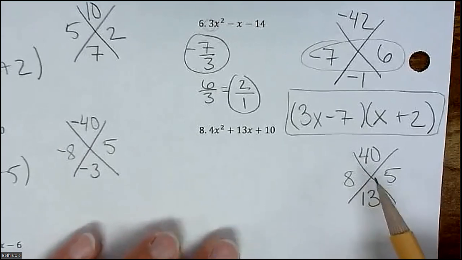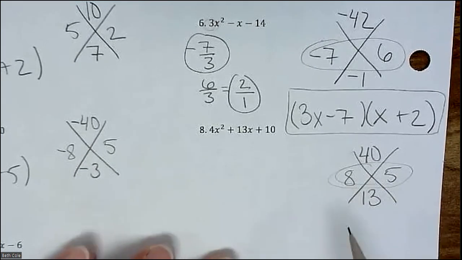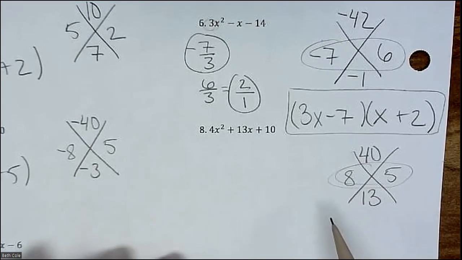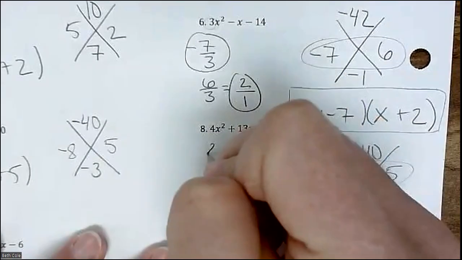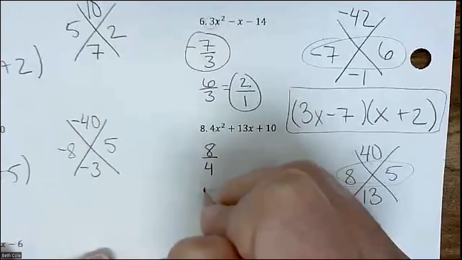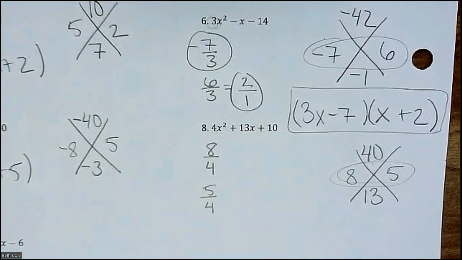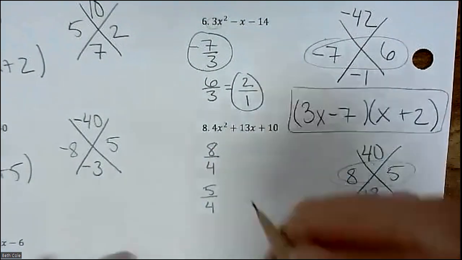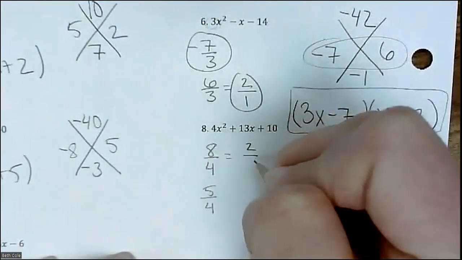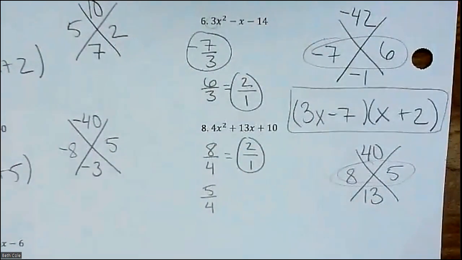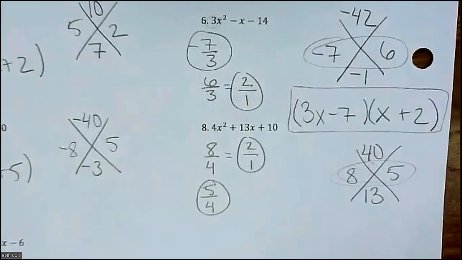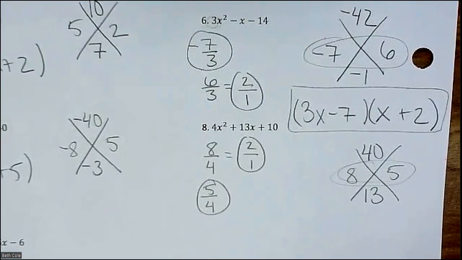You're gonna put these over what number? 4. Good, so you're gonna have 8 over 4 and 5 over 4. And then reduce them, and then you just write your answer. So 8 over 4 reduces to 2 and 1. Good, perfect. And then 5 over 4 is just 5 over 4.